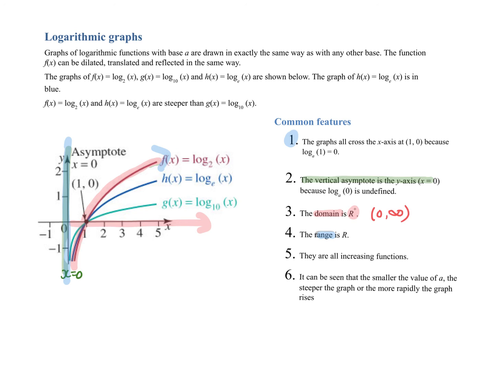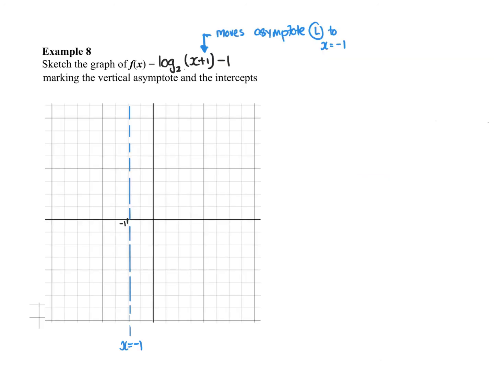And it can be seen that if you have a smaller value of a, so if that base is smaller, it's probably best to have a look here at the log 2 and the log 10. When the base is smaller, you see that this graph is steeper. And you see the log 10 is a bit flatter, not as steep, doesn't go up as quick. All right, so have a look.